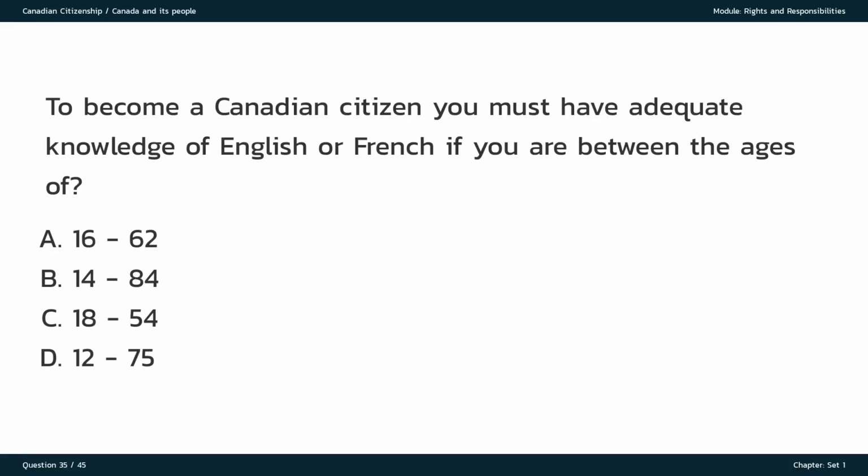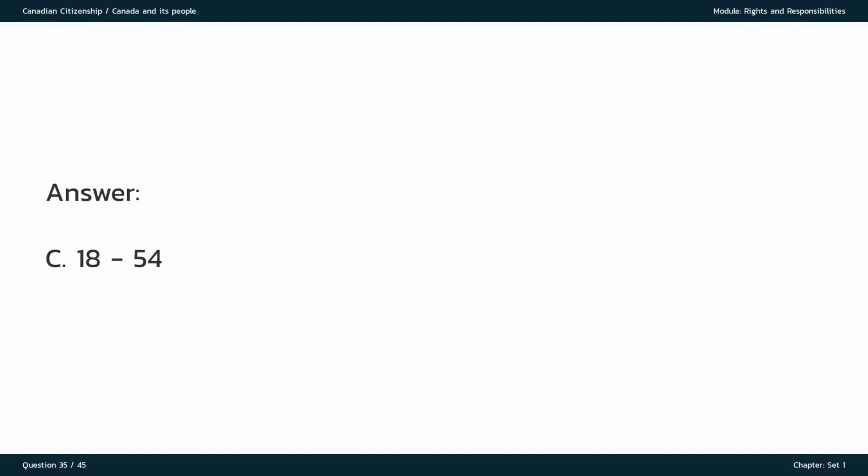To become a Canadian citizen, you must have adequate knowledge of English or French if you are between the ages of A. 16 to 62. B. 14 to 84. C. 18 to 54. D. 12 to 75. The answer is C. 18 to 54.